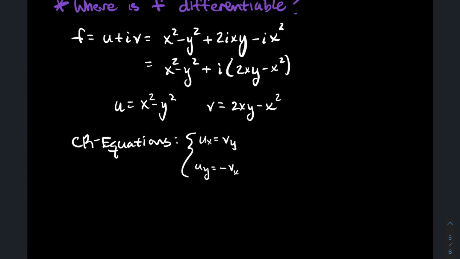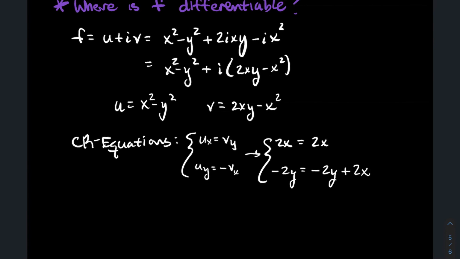There's your system. And now that I've got an actual u and an actual v, let's take those partial derivatives. So when you take u_x, that's 2x. And when you take v_y, that would give you 2x also. So the first equation is 2x equals 2x. And in the bottom, when you take the partial of u with respect to y, that gives you a negative 2y. And when you take the partial of v with respect to x, that would give you 2y minus 2x.